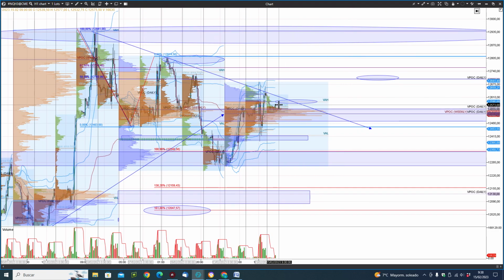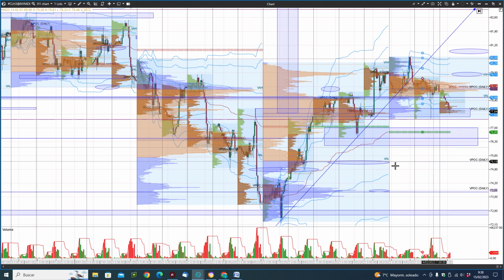A second step would be this high volume node about a daily naked VPOC at 12,702. Talking about lower targets, first step and the main place would be this price action zone, clear lower target at 12,418.